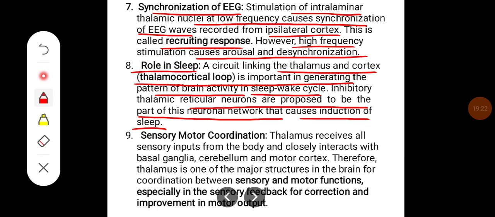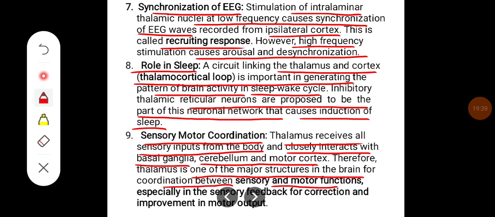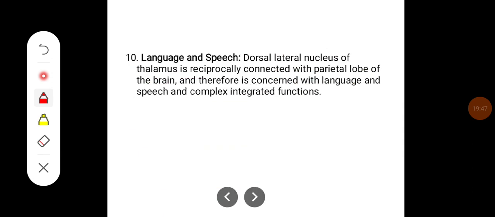It is also involved in sensory motor coordination. Thalamus receives all sensory inputs from the body and closely interacts with basal ganglia, cerebellum, and motor cortex. Therefore, thalamus is one of the major structures in the brain for coordination between sensory and motor functions, especially in the sensory feedback for correction and improvement in the motor output.